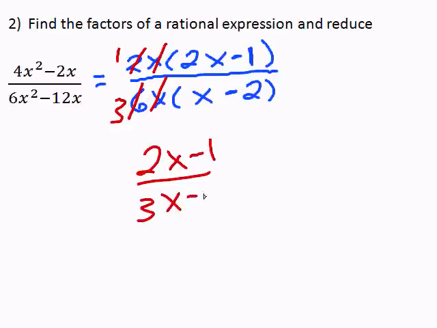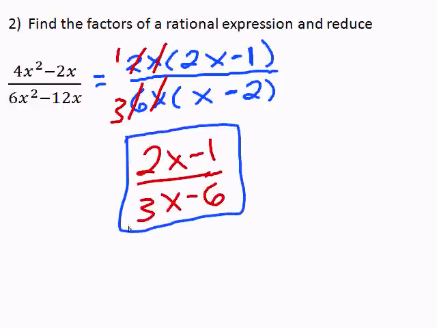My question to you again is, can you reduce the x on top and the x on bottom? The answer is no, because x is not a factor of the entire top. 2x minus 1 cannot be factored further, and 3x minus 6 cannot be factored further by an x either. So there are no common factors top and bottom anymore, which means this is our final answer.